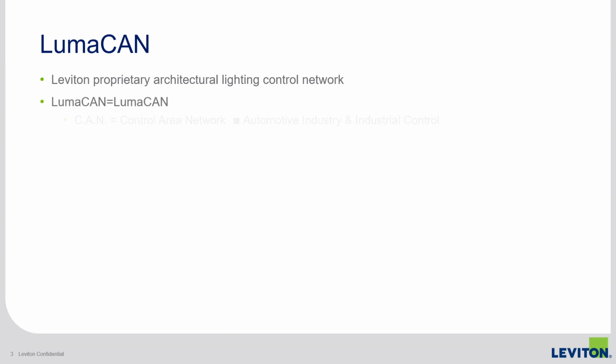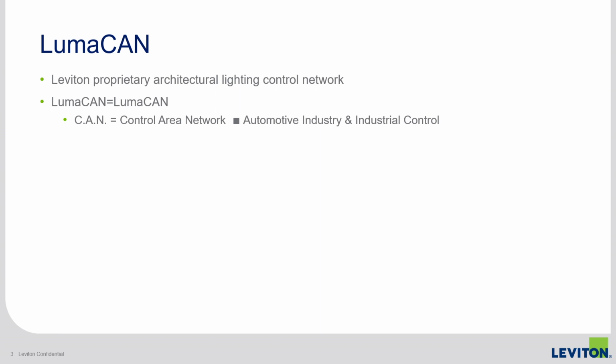LumaCAN, of course, is the network we're talking about, but the CAN part of it is short for Control Area Network. And that is not a Leviton invention. That actually was an invention by Bosch, used in the automotive world when they wanted to have a digital communication bus that ran throughout a car and could be used to connect systems together in a car.